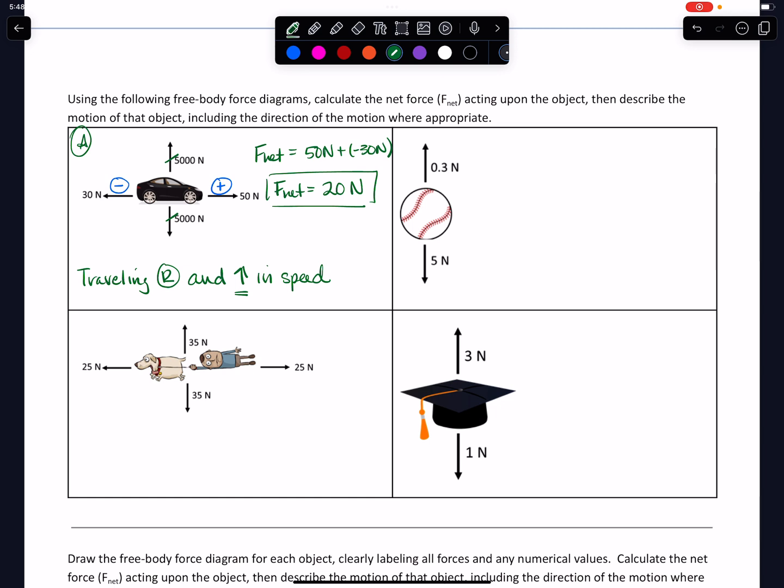This time no horizontal forces, just vertical. So I've got 5 newtons down and then 0.3 newtons up. So my positive value is 0.3 newtons and my negative value is 5 newtons. So my net force is going to be equal to 5 newtons.